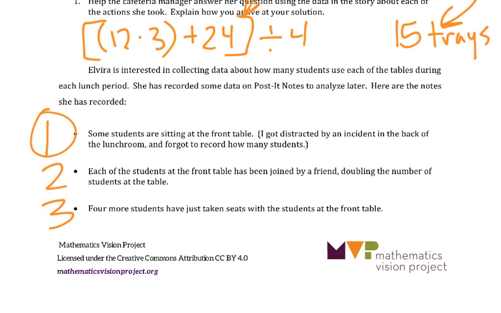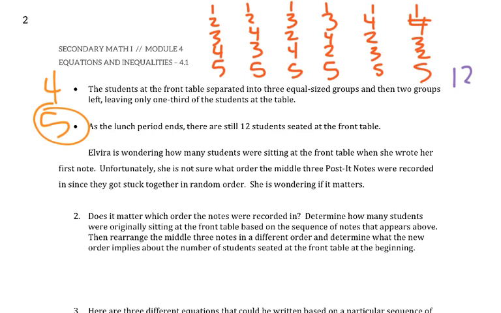And if we think about this, okay, if this were x, and depending on which order we were going, note number 2, doubling, would have been multiplying by 2. 4 more just took their seats, that would be adding 4. And then separated into 3 equal-sized groups and 2 groups left, that would be dividing by 3. However, when I'm working backwards, I'm doing that inverse operation. So really, I would be timesing by 3 here.